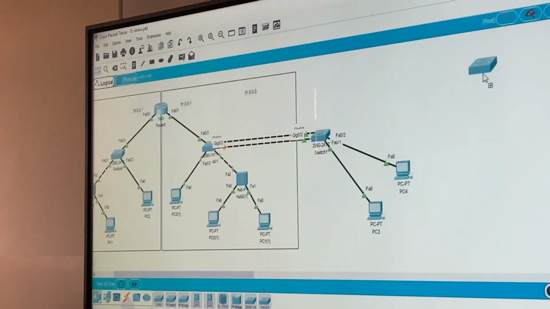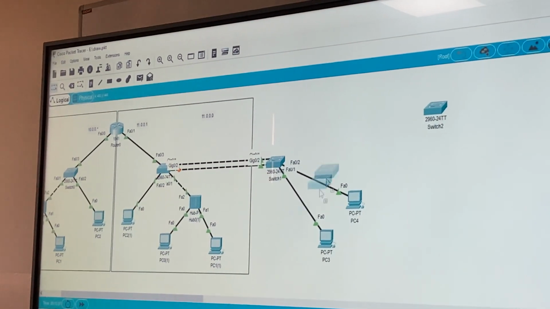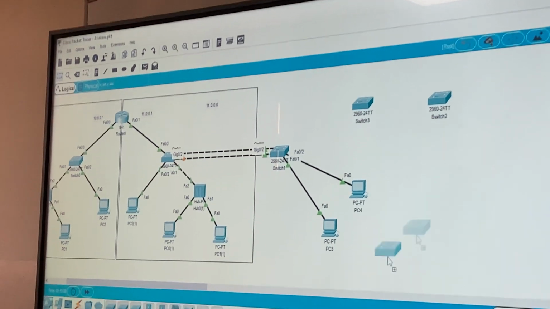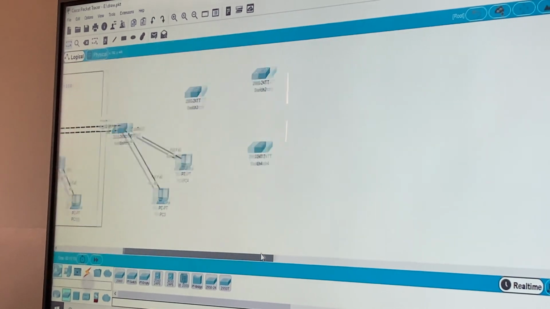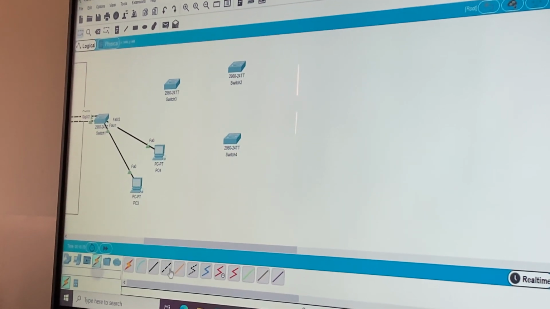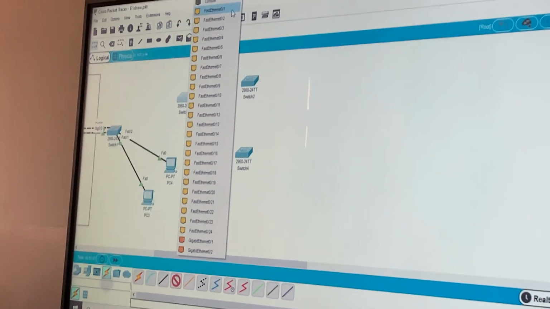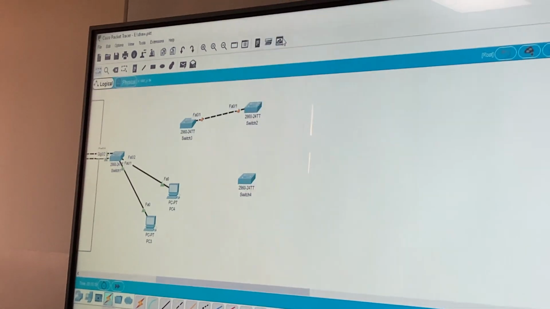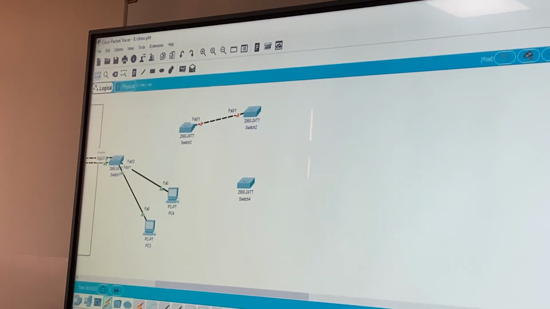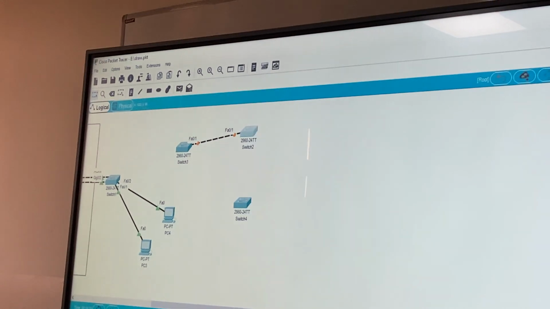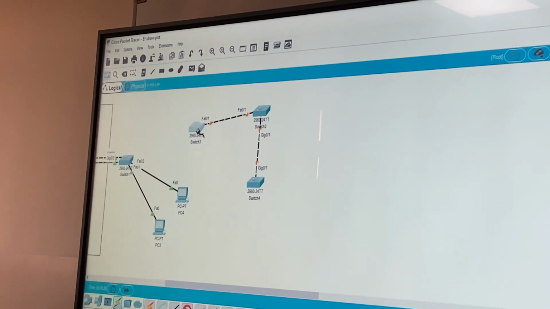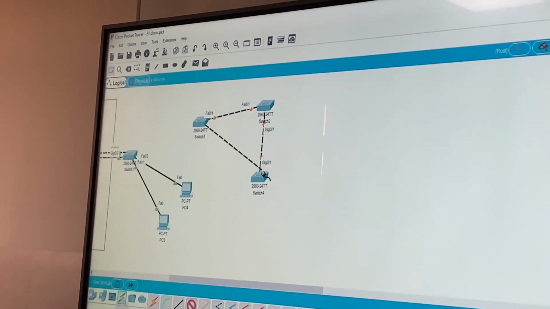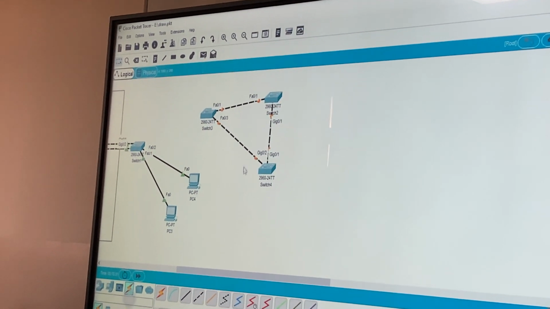So if I use another switch, see, 3 switches, and then connect them. I will connect this one using Fast Ethernet to Fast. And then I will connect this one Giga to Giga. And then I will connect this one Fast to Giga. So I have 3 cables, right?